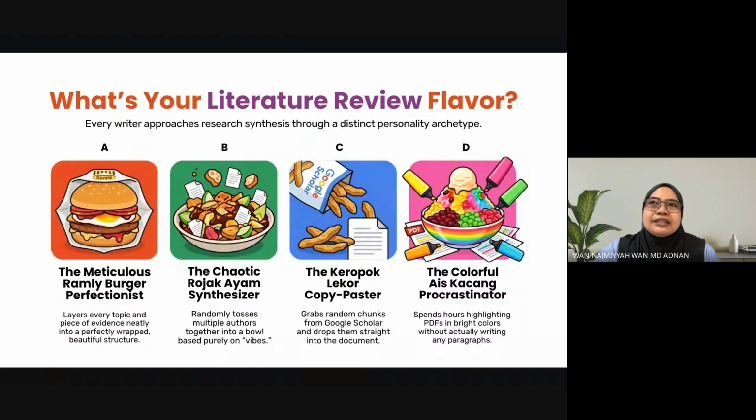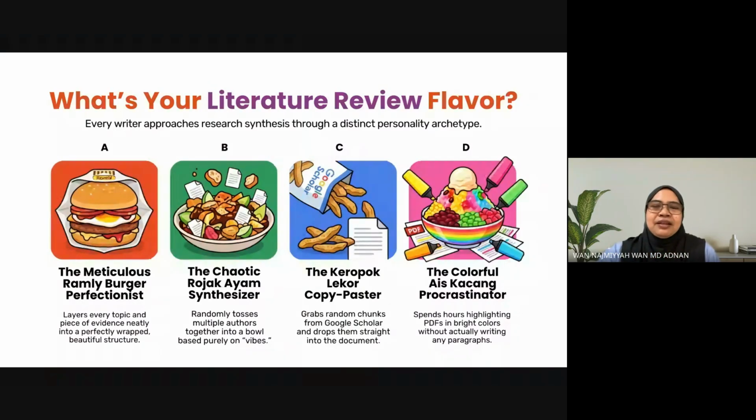So there are certain people who are like Ramly Burger, perfectionists, where you layer every topic, every evidence, listing them down one by one neatly into a perfectly shaped, beautiful structure of writing. First I have to write the topic sentence, and then I put in the information, and then I give an example, and then I do the conclusion, and then I do it again. And the next paragraph, I do it again. It's like a very specific pattern. So do you think that you are this kind of writer?